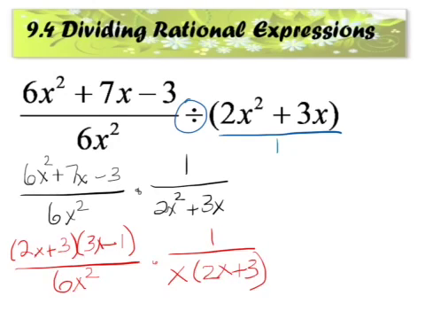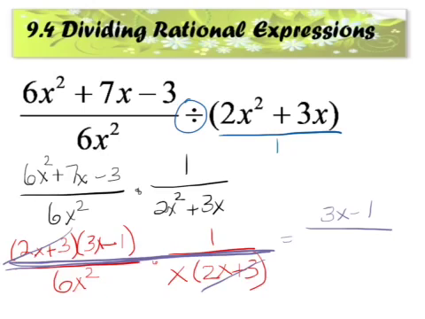Once I have it factored here in red, now I can begin crossing out the factors that are in common in the numerators and denominators, because again this becomes one big fraction. So the only thing it looks like I can cross out is this 2x plus 3, which is going to leave me with 3x minus 1 in the numerator and then 6x cubed in the denominator.